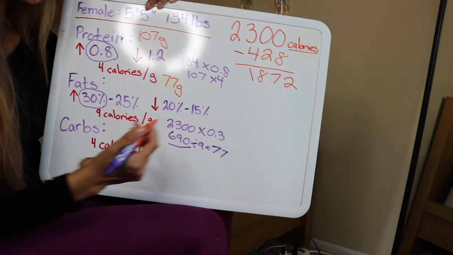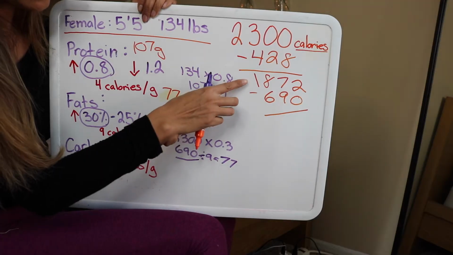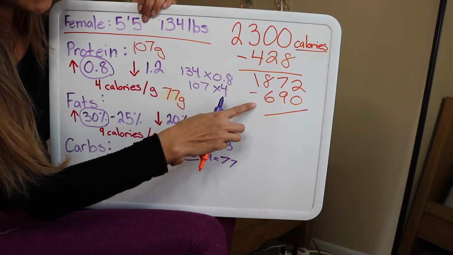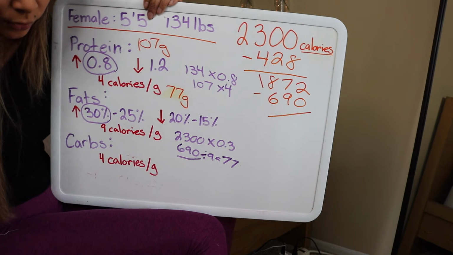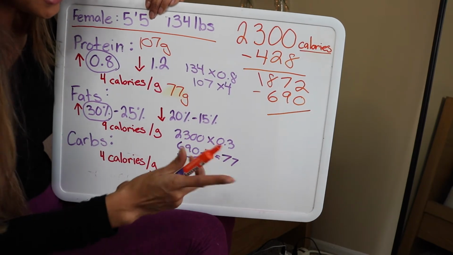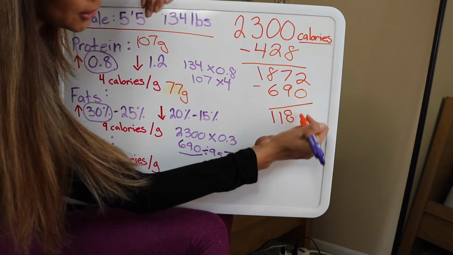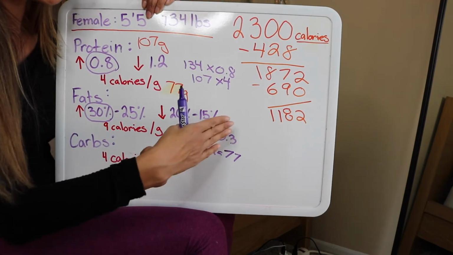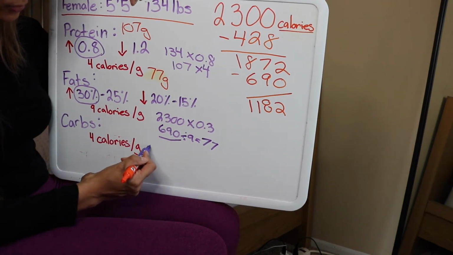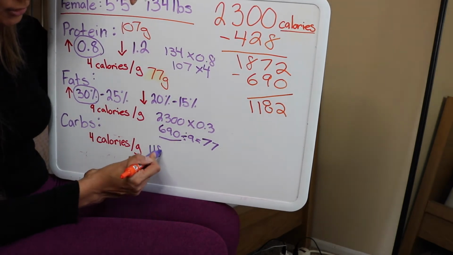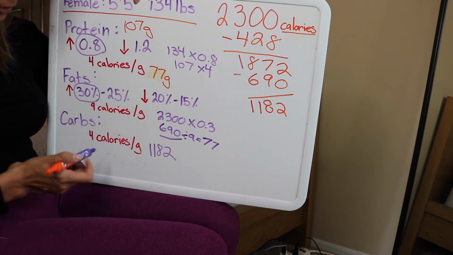690 calories in fat. With my remaining calories, I am going to take away 690 calories, and that is from fat, and that will give me 1,182 calories left over, and all these calories are going to go to my carbohydrates. Okay, so I know that I have 1,182 calories left, and that is going to be designated for carbohydrates.